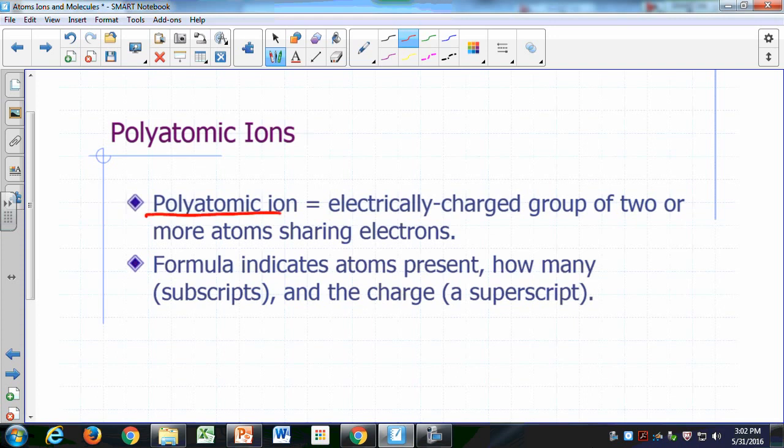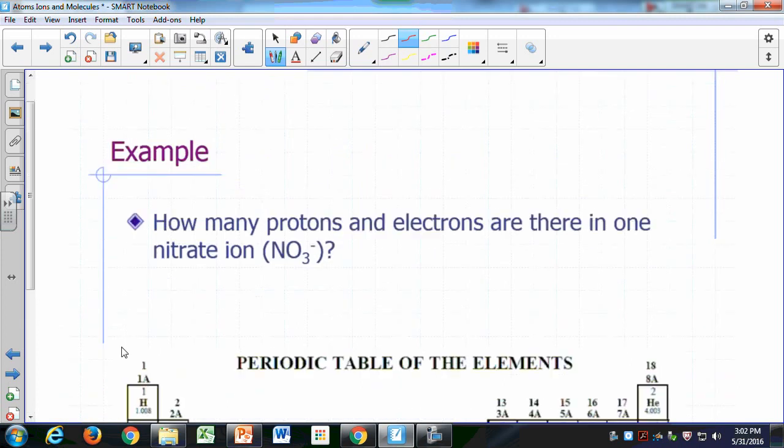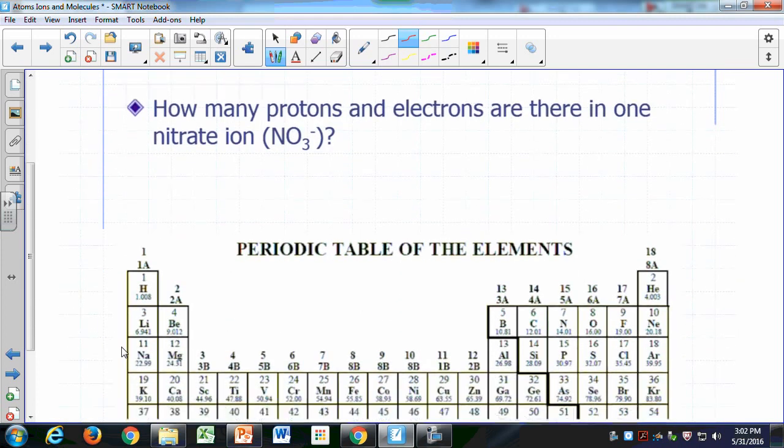And the formula for a polyatomic ion, just like for the formula for a molecule, it should indicate what atoms are present, how many of each atom is present, using subscripts, and then you have to specify the actual charge, the overall charge for the group, and specify that as a superscript. So, for example, the polyatomic ion called nitrate has the formula NO3 minus. What does that mean? How many protons and electrons are there in one nitrate ion then? Well, let's figure it out.